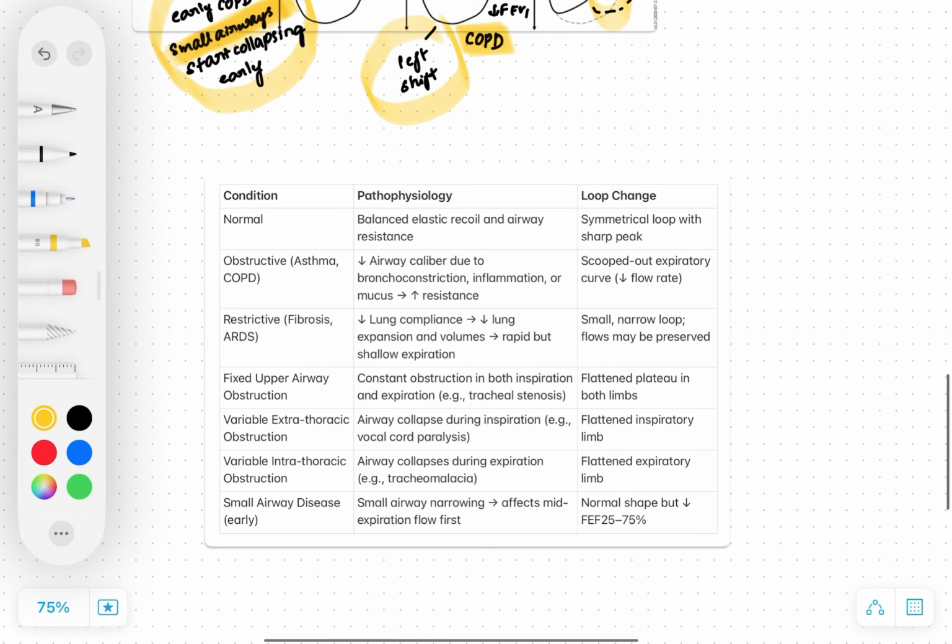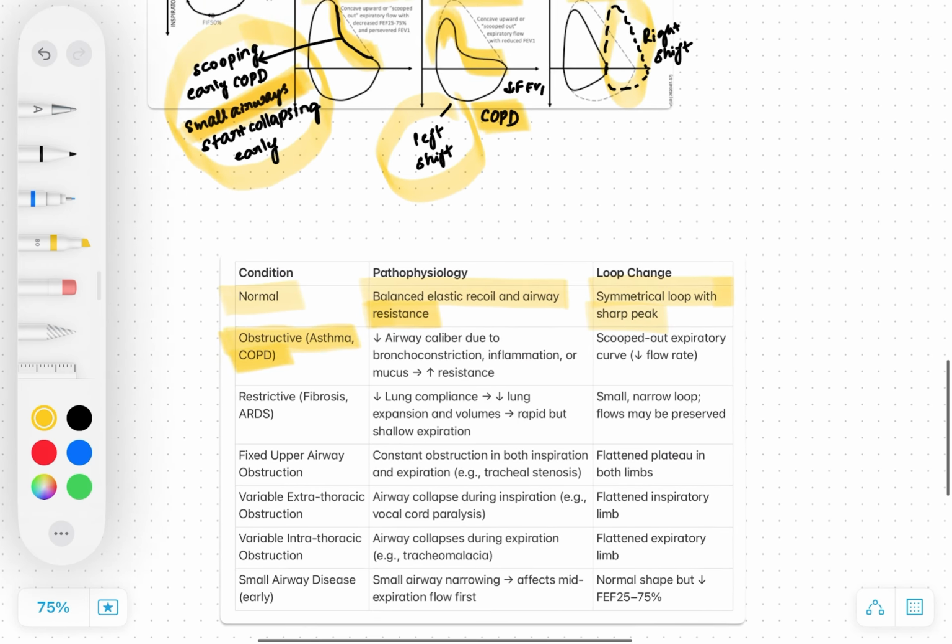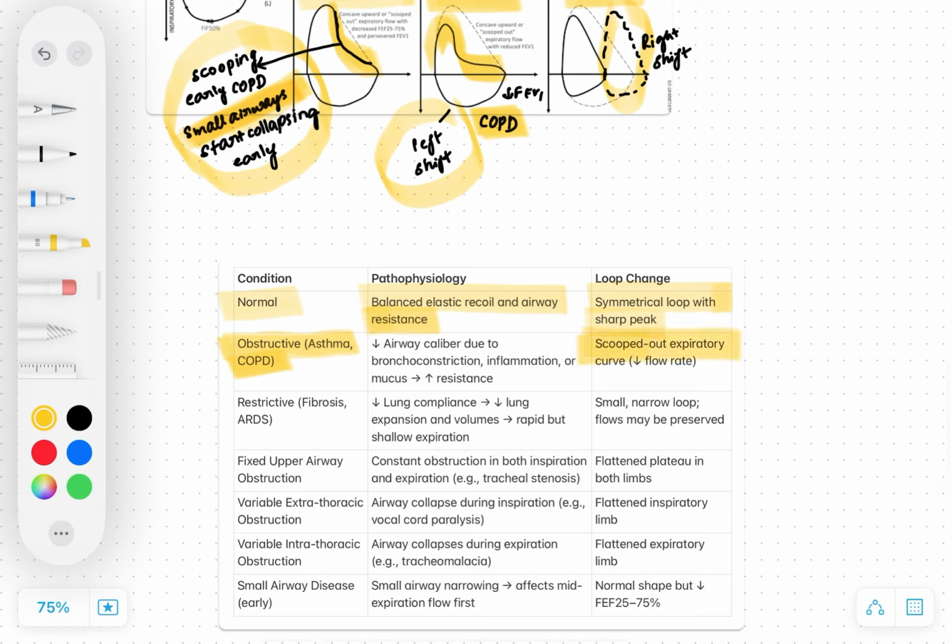So coming to the pathophysiology, in a normal curve there will be balanced elastic airway recoil and airway resistance. There we can see a sharp peak of expiration and a smooth curve in the inspiration. Next, obstructive diseases like COPD. In early conditions, we will see a scooped out expiratory curve due to decrease in the flow rate, and in evident cases a much more evident scooped out curve. This occurs because of decrease in the air caliber due to bronchoconstriction, inflammation or mucus. This causes increase in the resistance during expiration in the smaller airways.